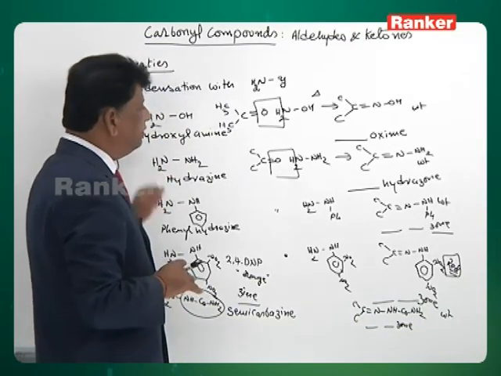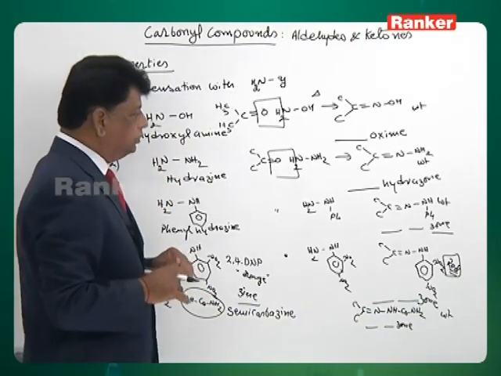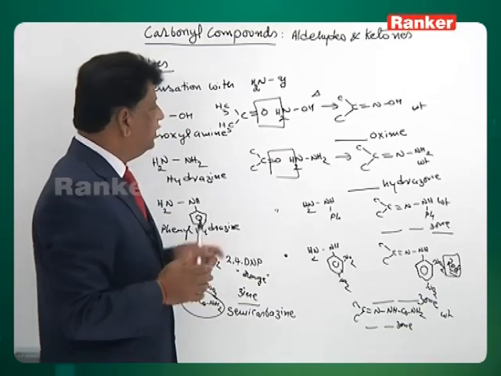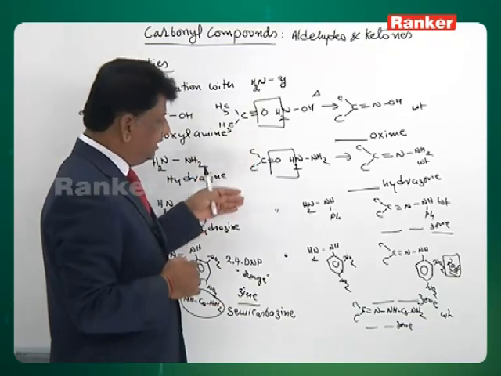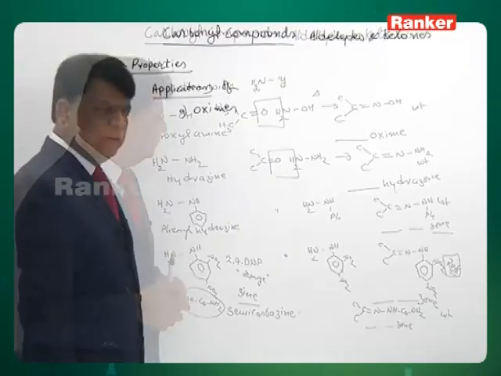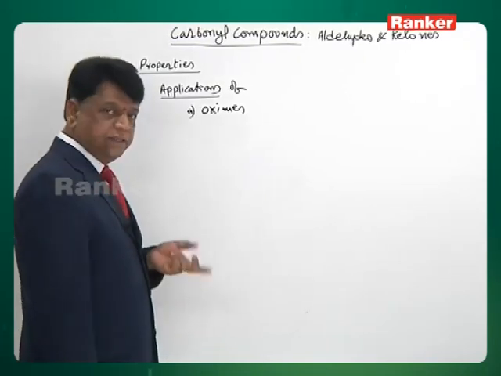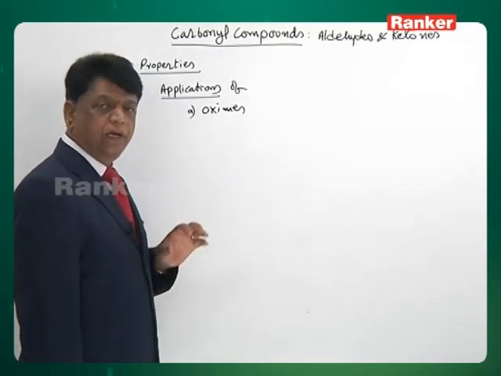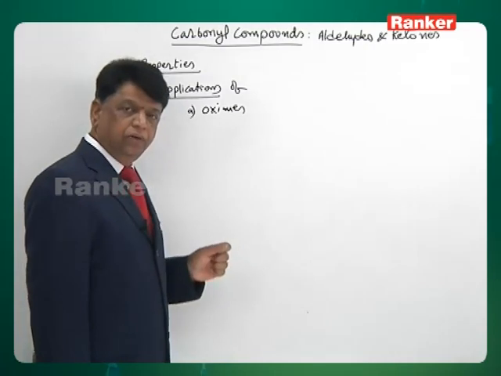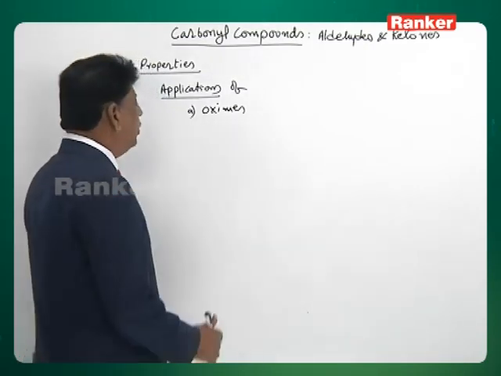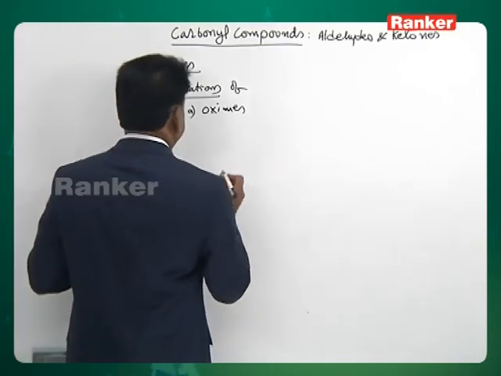So, these derivatives are very much useful in different types of synthetic applications and all that. A few applications wherever it is necessary we will take. So, let us take some applications of oximes. The oximes are the products when hydroxylamine is added to the carbonyl compound, their derivatives are called oximes. So, the oximes have two applications.